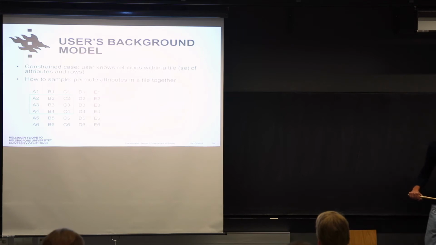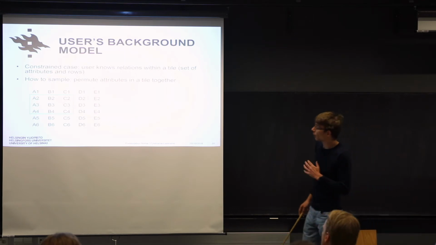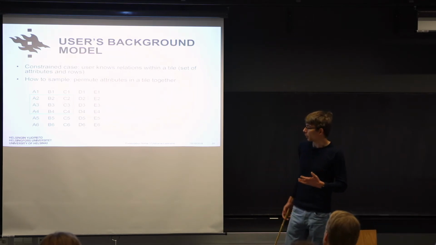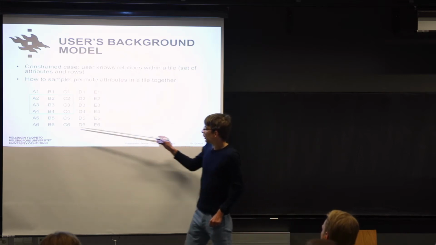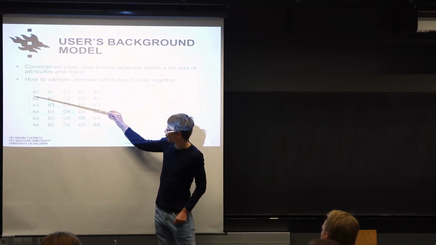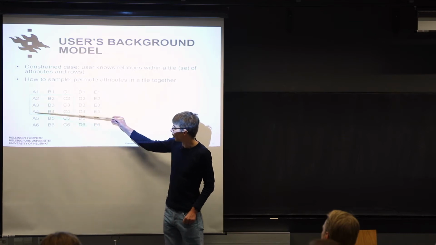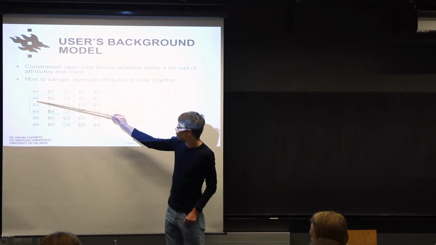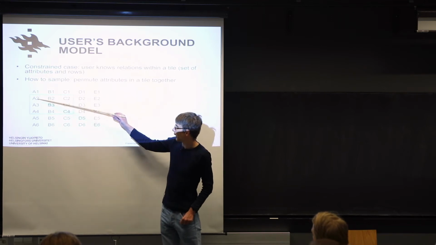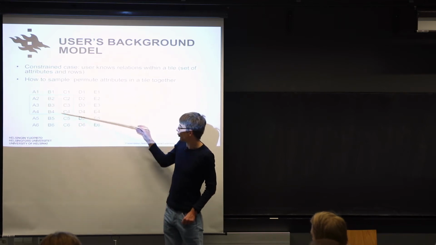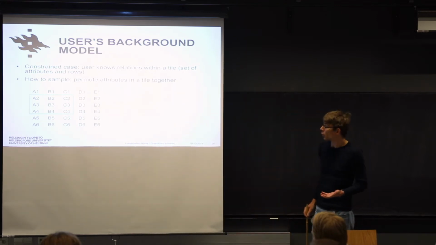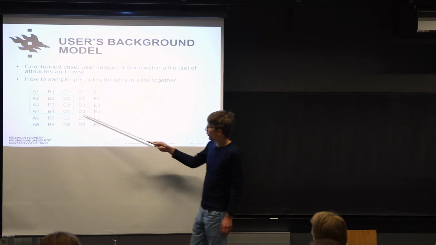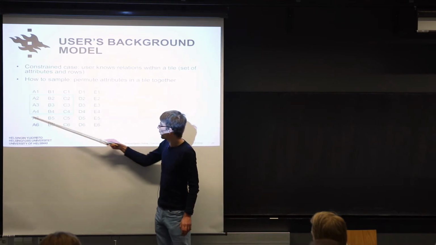So how can the user feed in information about the relations? Let's assume that the user knows the attributes A, B, and C for data items 2, 3, and 4. So the user has seen the relation. For example, the user has seen a plot of these attributes, and now the user kind of knows what they are.